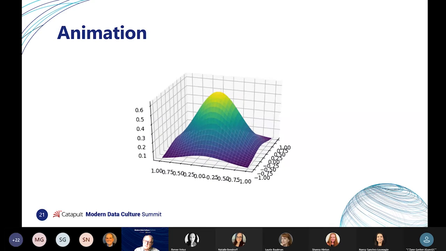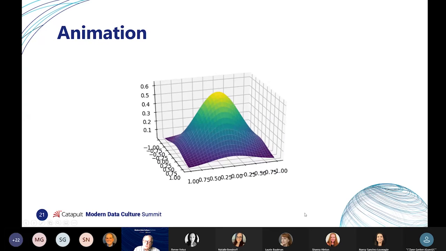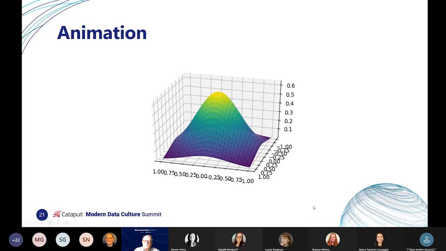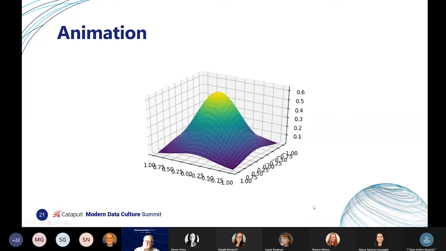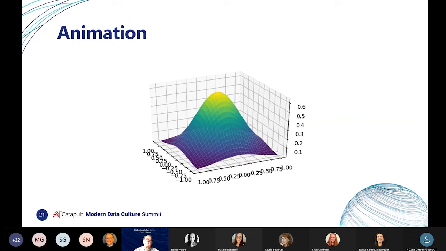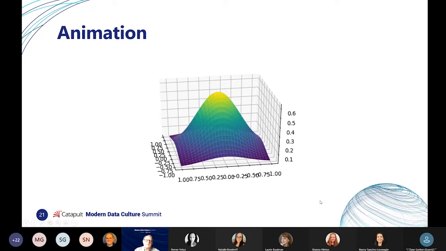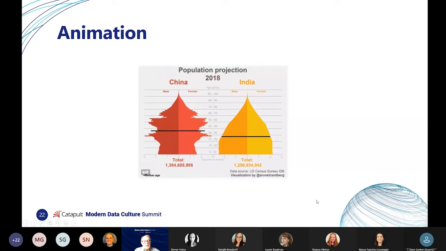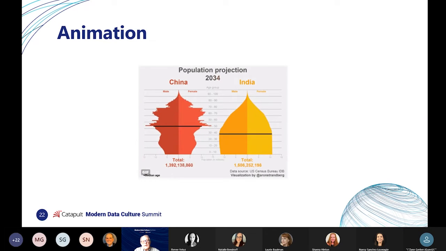But again, this is an example of an animation that really doesn't bring anything to the table. Somebody's probably spent a significant amount of time to animate this to really not bring any value. So I think there are other, much better ways. This one, just an example I found.